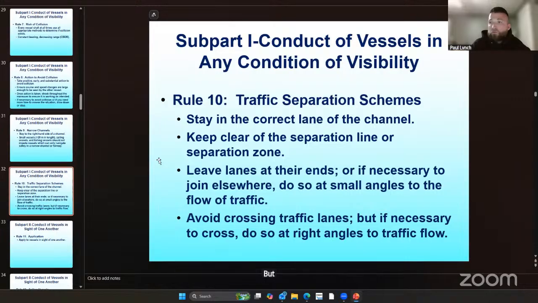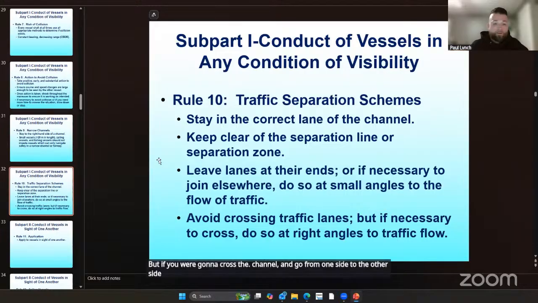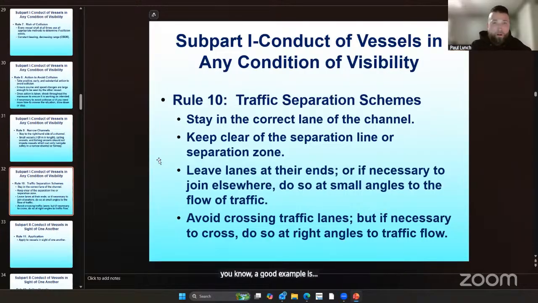But if you were going to cross the channel and go from one side to the other, a good example is the launch drivers from the Jubilee. They're going from the Jubilee Yacht Club across the channel to the mooring field. And when they're crossing that main channel, they're not going dead straight, but they're not slowly merging into the channel with the flow of traffic either. They have to go straight across when it's safe.